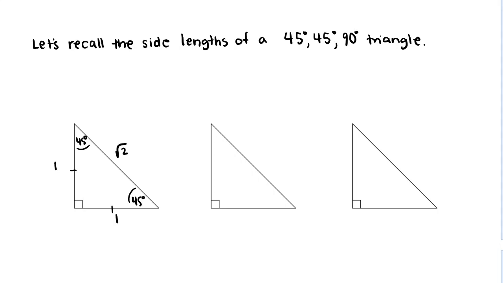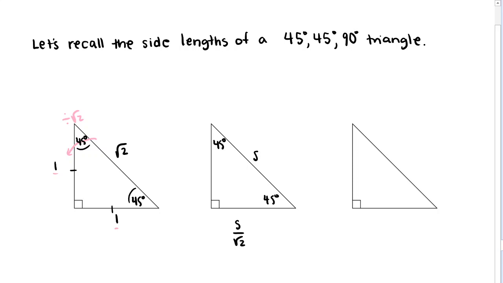And one thing you can notice is that really the relationship of the leg lengths to the hypotenuse is that you take the hypotenuse, and if you divide by the square root of 2, you get the leg length, right? So if I take the square root of 2, I divide it by the square root of 2, I get my leg length of 1. And so if I have some general side length S for my 45, 45, 90 triangle, and I want my leg length, what I would do is compute S divided by the square root of 2.